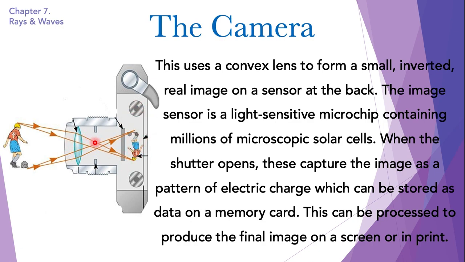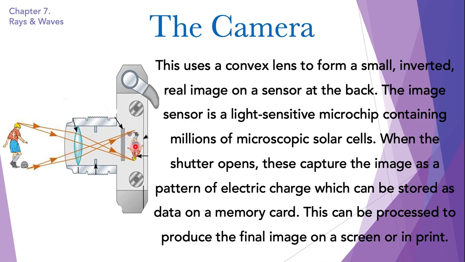So it's a real image because the rays actually meet at some point to form the image, and the image is upside down. So as you can see, the rays from different points of this buoy refract from this lens and converge to form a real image on a sensor at the back of the camera.